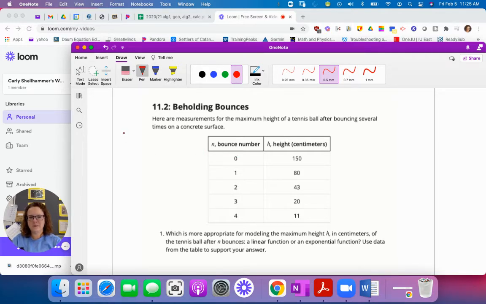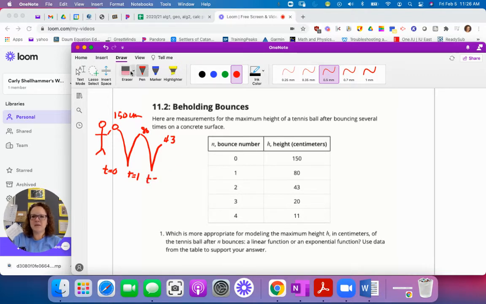Think about that. Bounce 0 means that some person is holding the tennis ball in their hand at time equals 0 and at a height of 150 centimeters. They drop it, it hits the ground, and bounces back up. So it bounces up to 80 centimeters, then 43 centimeters. That's the bounce, not time. Sorry, it's the number of bounces. My bad. Let me erase that.